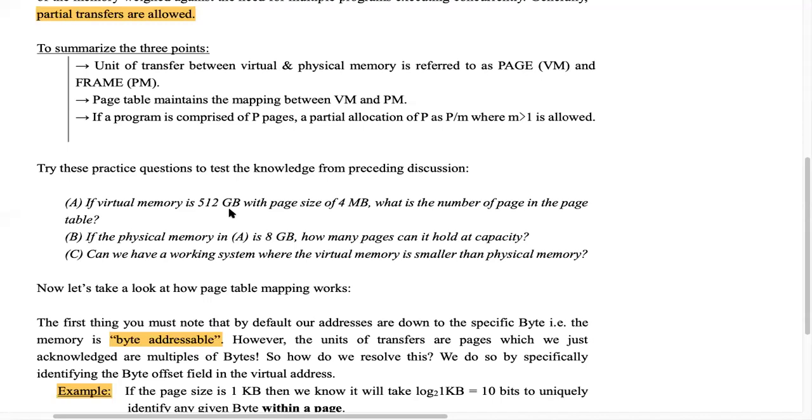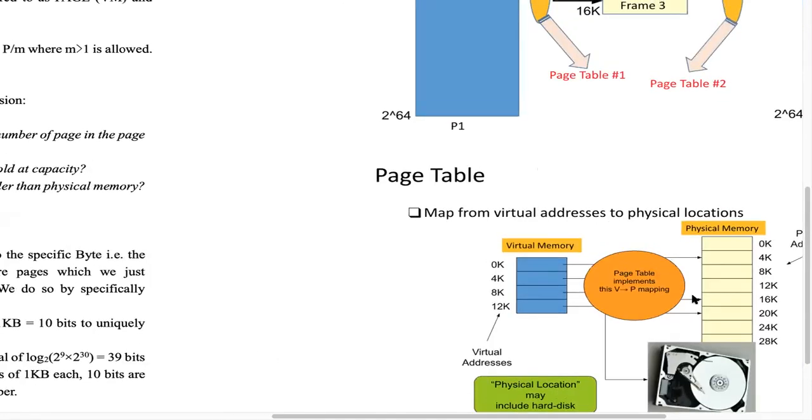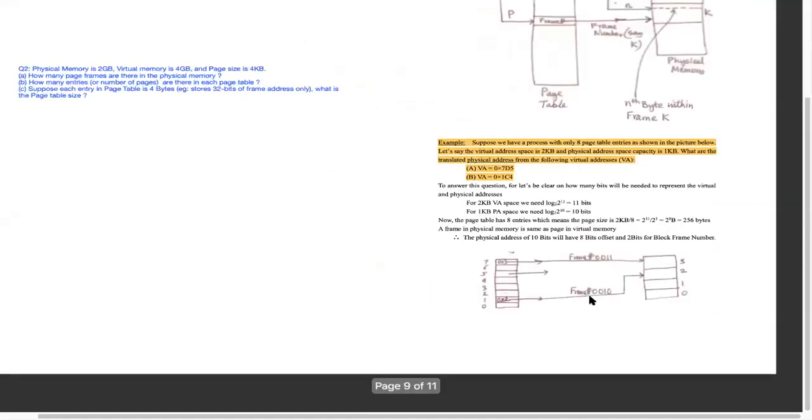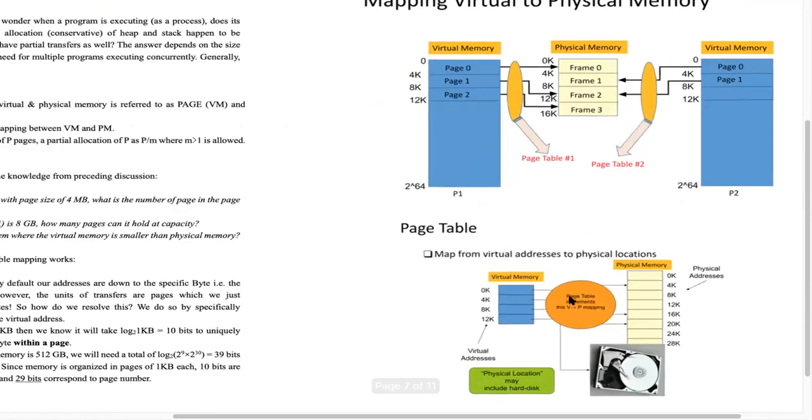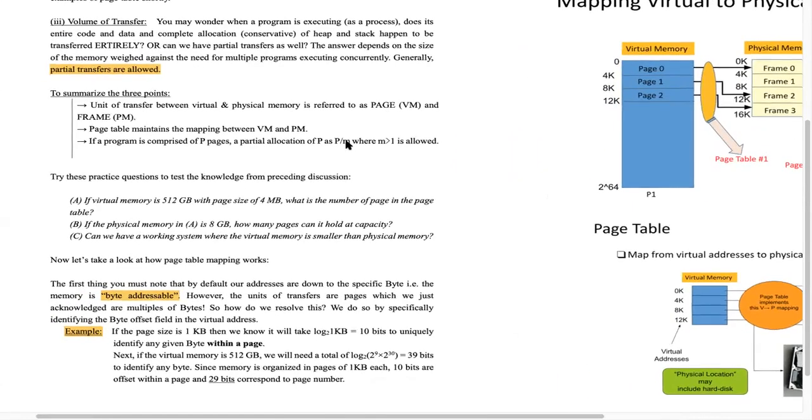It's faster if you express it in powers of 2 rather than using a calculator. So it's 2 raised to power 39 divided by 2 raised to power 22, which is 2 raised to power 17. 2 raised to power 7 is 128, and 2 raised to power 10 is K. So 128K pages in the page table. If you have a page table in the memory management unit, there would be a page table here, mapping every space in your virtual memory. So the number of pages in the page table would be 128K.